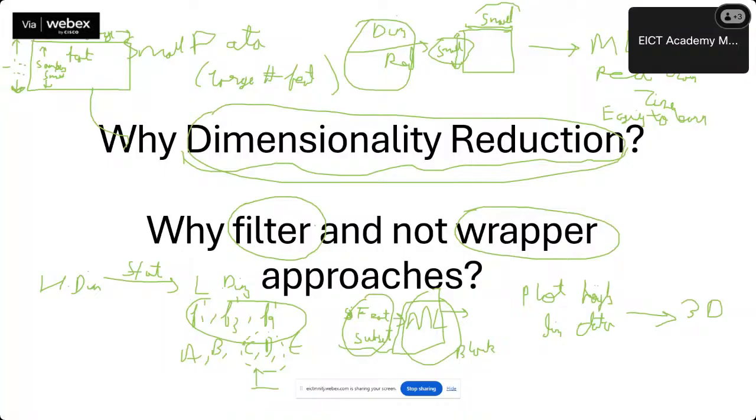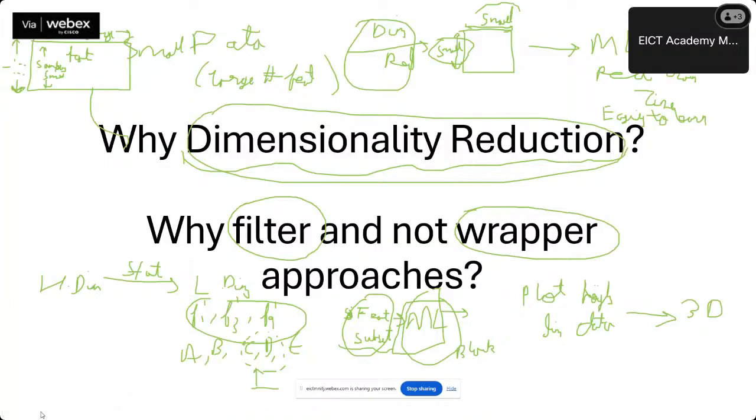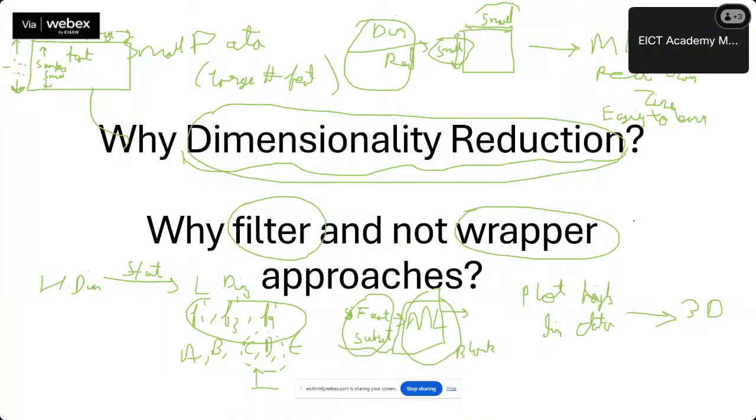But then the major problem with the wrapper-based approaches is that they are extremely slow. They are slow because, number one, if you're doing it like a genetic algorithm, every fitness function call is trying to find out what the best feature subset is, and it takes a huge amount of time.